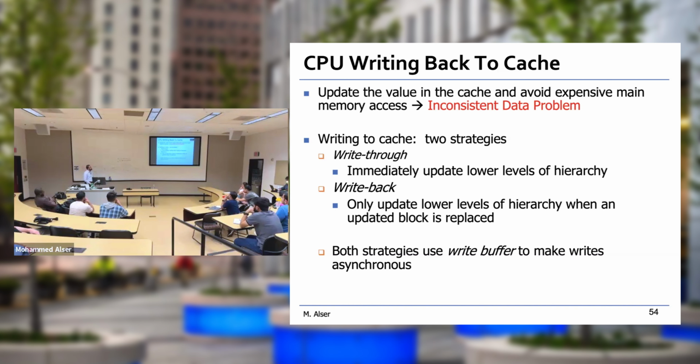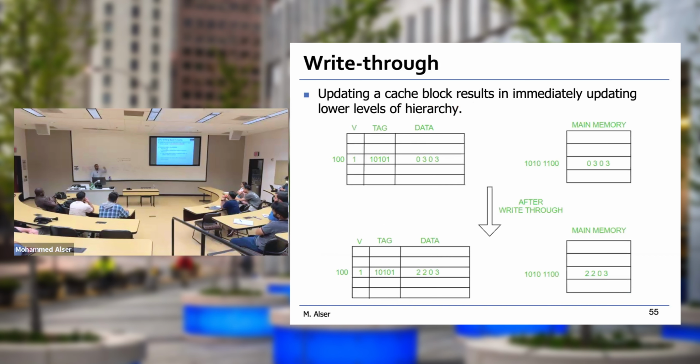Both strategies use a write buffer to make writes asynchronous, of course. Yes, because I don't want the CPU to be stalled, for example, just waiting for that block to be written back. So I do it in an asynchronous way because I don't care now. Because I already have it. If there is a memory request to that block, I already have it in the cache, so I don't have to worry about the other copies in the other levels of caches.